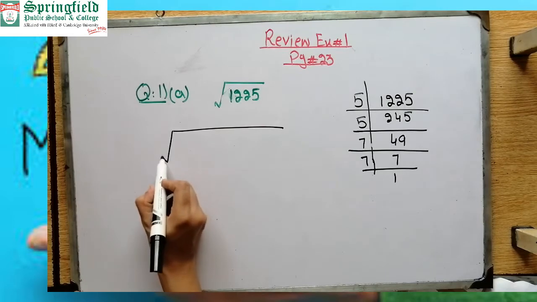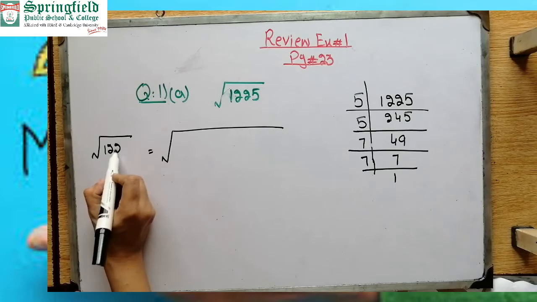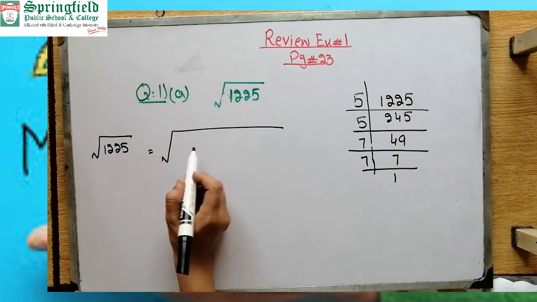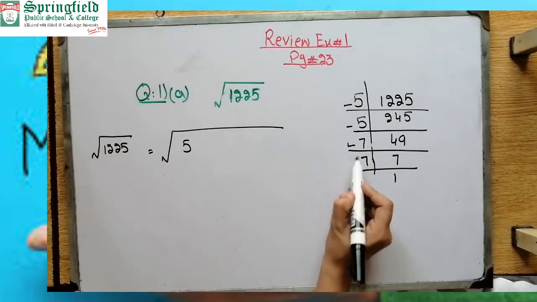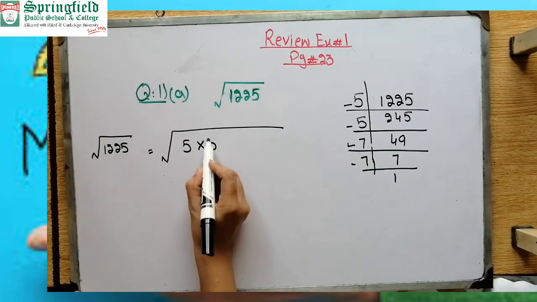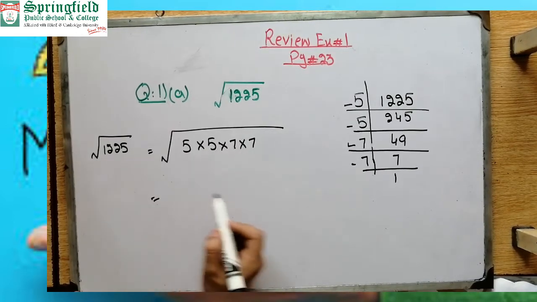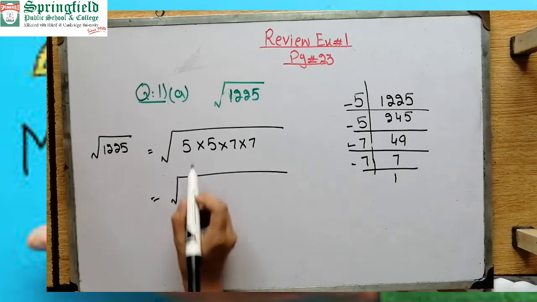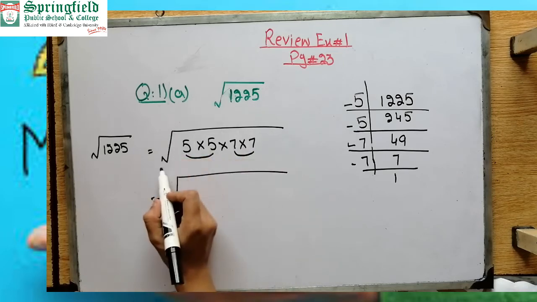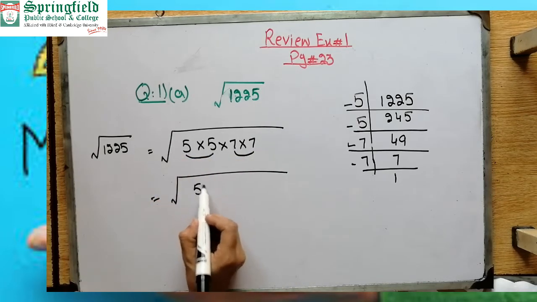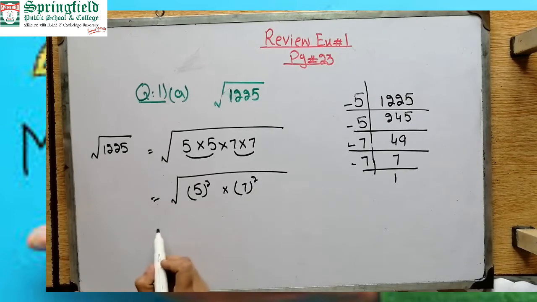So write down the factors of 1225: 5, 5, 7, 7. Write it in product form, as you have already done these types of questions. Then we will make the pairs. Why? Because we are talking about the square root. So 5 square multiply 7 square.